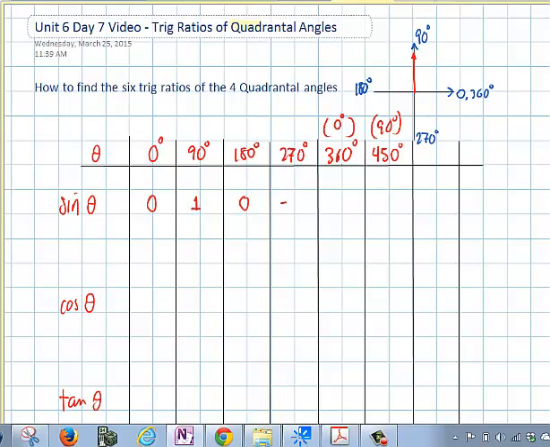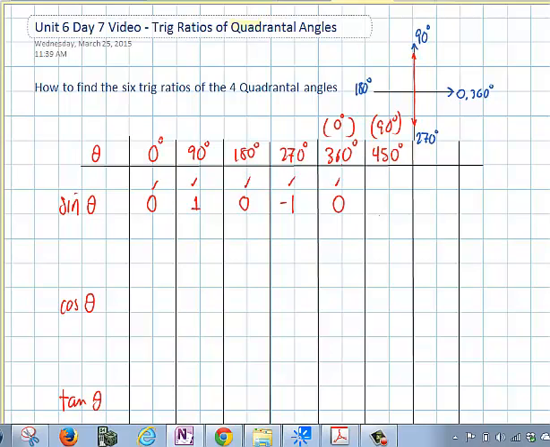And when you go to 270, it's at -1 because the terminal side is fully aligned with the y-axis, but it's pointing in the downward direction. And then when you get back to 0, it's not aligned with the y-axis at all. It's completely on the x-axis, so the sine ratio is 0. So it follows this progression: it goes from 0 to 1 to 0 to -1 to 0, and it repeats that pattern again.